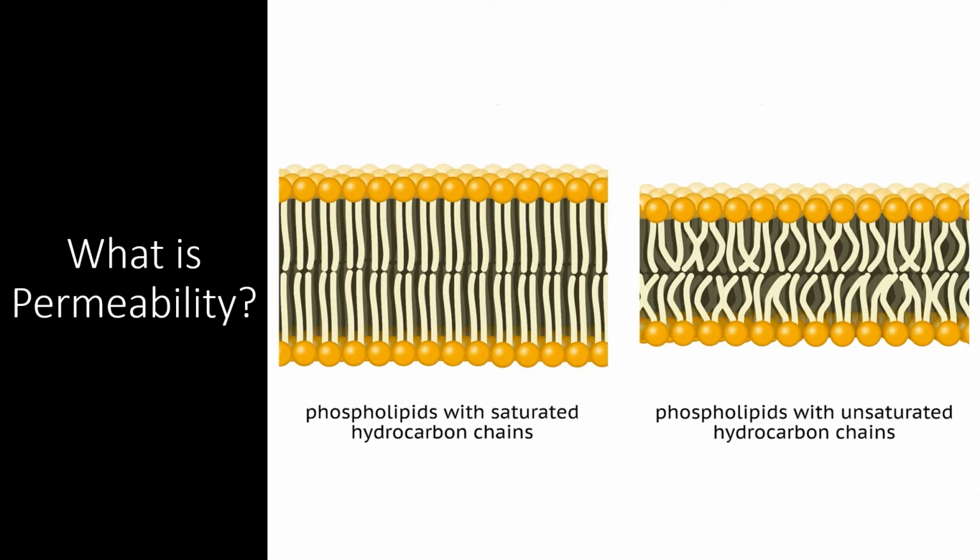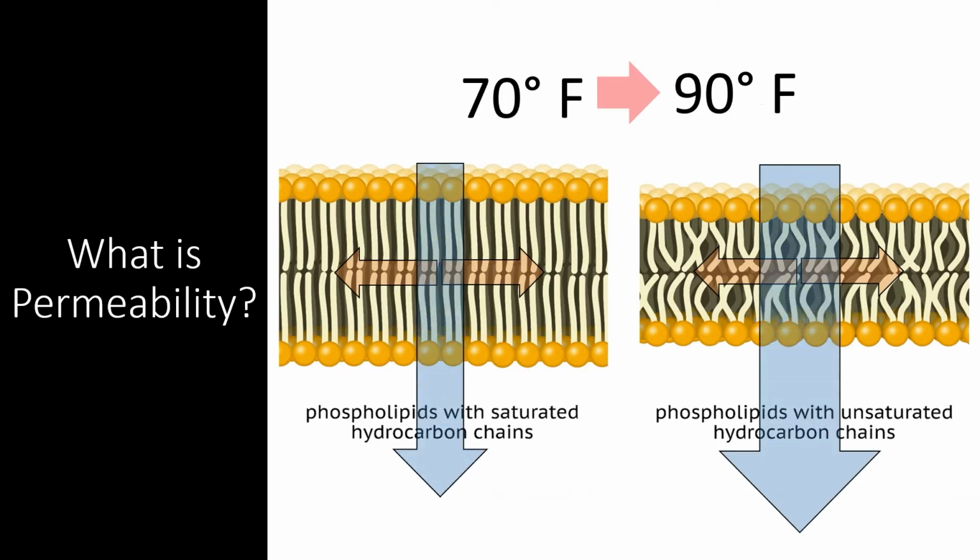For example, if we increase the temperature of the water surrounding a cell, this will push the phospholipids further apart and make the membrane more permeable. This is why individual organisms use different ratios of saturated and unsaturated fatty acids within their lipid bilayer membranes to keep their membranes permeable at different temperatures.